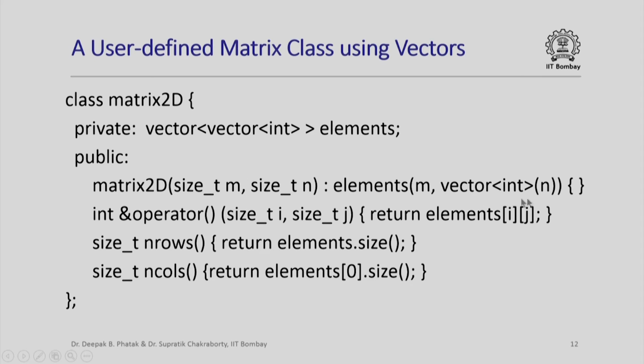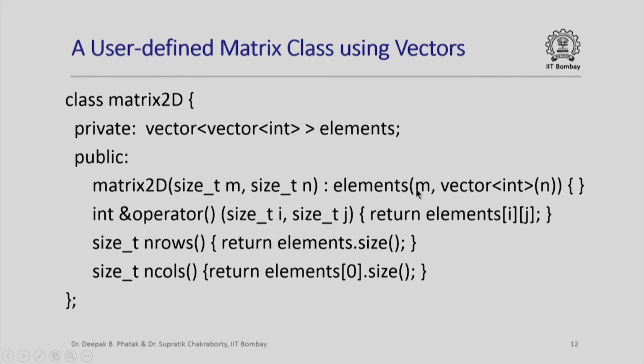It is actually using an initialization list like we have studied, and in this initialization list it is initializing the data member elements with some value. What is the value? Remember, the data member elements is itself an object of class vector. So the data member elements is actually being initialized with whatever the constructor of the class vector is going to return when it is passed these two parameters.